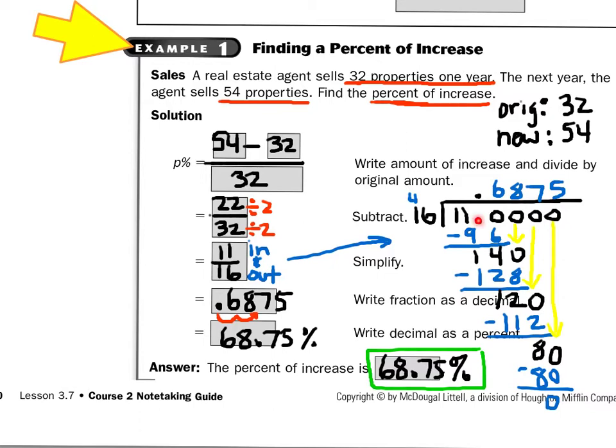Notice how after the 11 I put a decimal point and I added 4 zeros. Now I want you guys to write this in your note-taking guide so I know you actually did the division. So make sure you try it on your own and you can check it along with mine. And then we get a decimal of 0.6875. But remember, a decimal is not a percent.